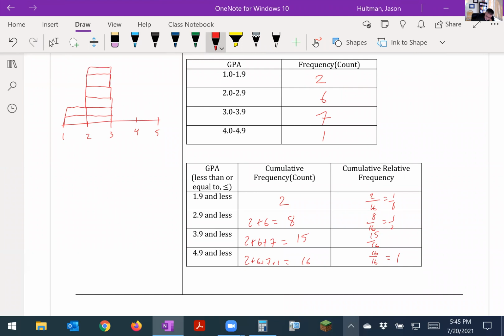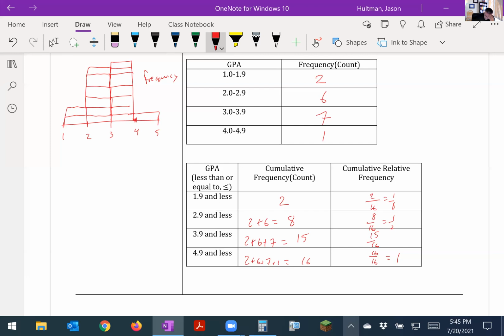And then what about from 3 to 4? 3.0 to 3.9, we're going to have 7. So it's basically the same thing, but 1 extra. So that's 3 to 4. And then 4 to 5 is just 1. So this is what the regular frequency would look like.